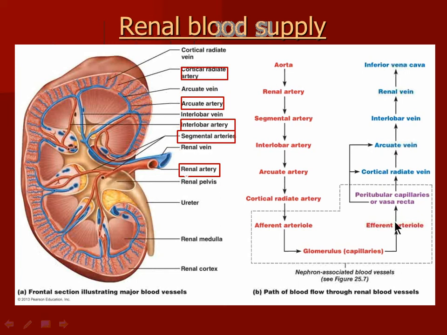This efferent arteriole actually breaks up into a network of capillaries which is known as peritubular because they're very close to the tubule. Or we'll see they break up into capillaries which are straight and long called vasa recta. The word recta means straight, rectus means straight, vasa meaning blood vessels, straight blood vessels. And I'll show you a picture of these. These drain into cortical radiate veins and arcuate vein, and that's how it comes back out.